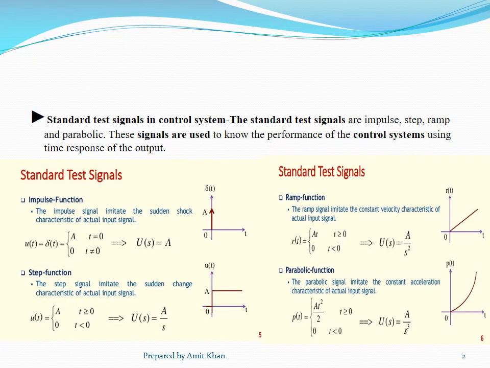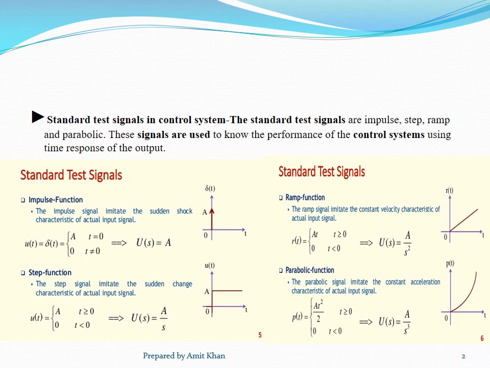So here are the standard test signals in control systems. The standard test signals are impulse, step, ramp and parabolic signals. These signals are used to know the performance of the control system using the time response of the output. We can see the time response given for each of the signals.